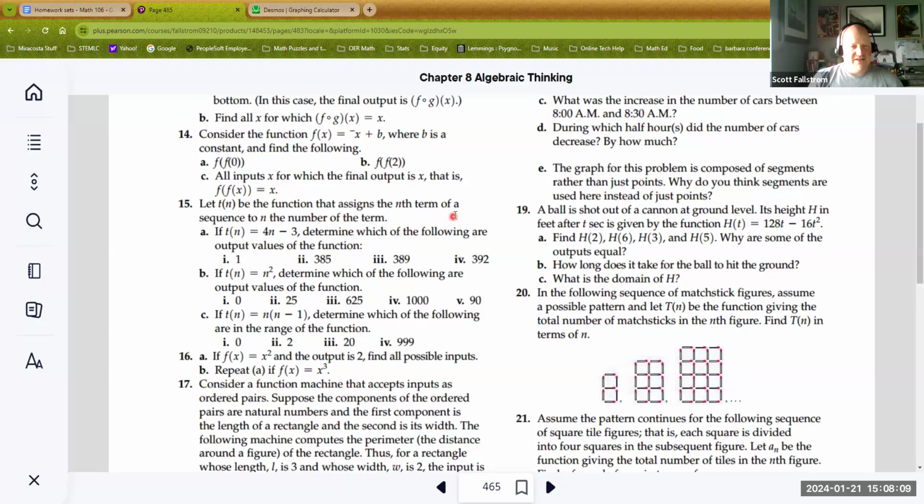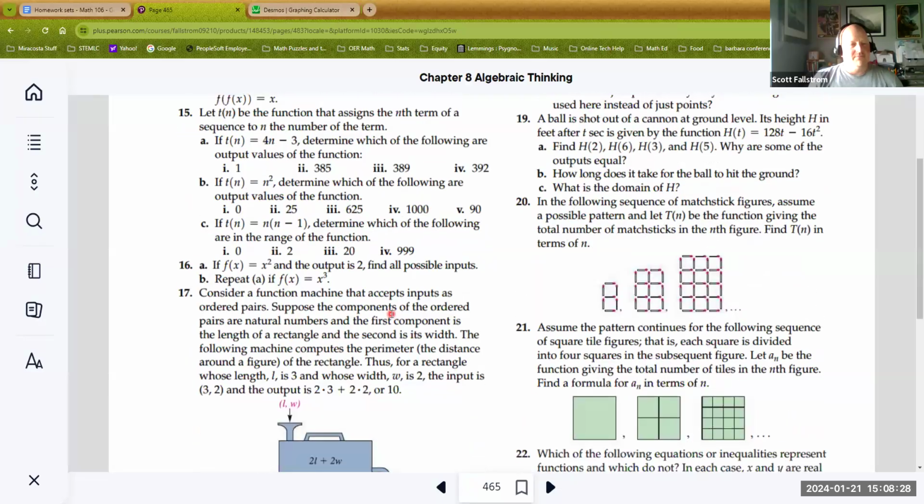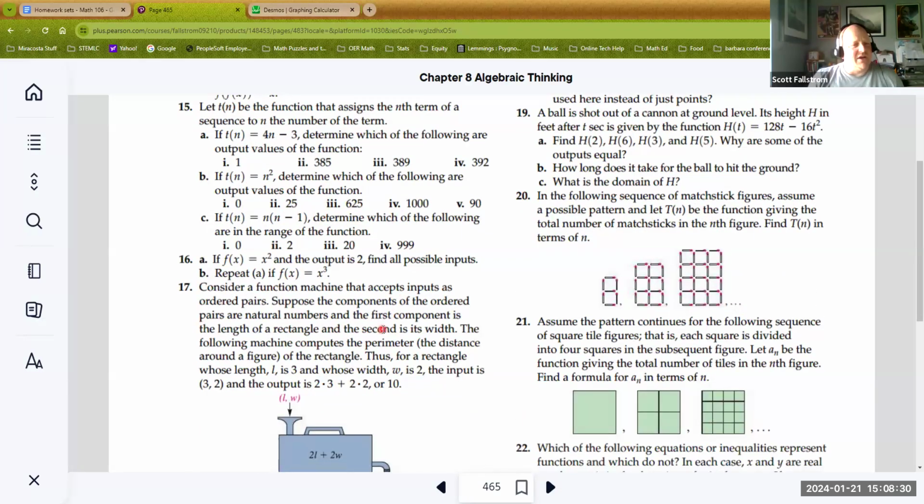Here's a function that assigns the nth term of a sequence to the number of the term. So if t of n equals 4n minus 3, determine which of the following are output values of the function. Then determine which of the following are in the range, which of the following are output values. Those are basically the same question. But again, it's just asking you how you would do that. And you're just checking them, right?